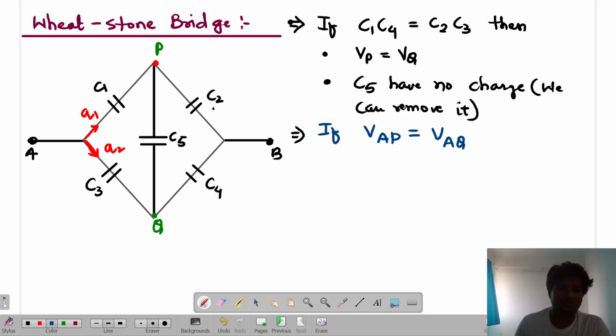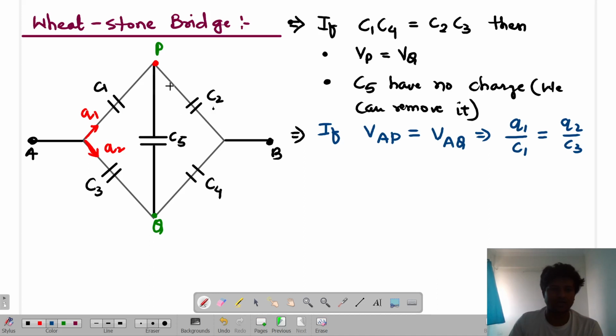Then also, yes, the charges will move very little in C5. Are you able to get me or not? So look over here, let us try to prove what is actually happening. If V of AP is equal to V of AQ, then what will happen? I can write AP as Q1 by C1, and Q2 by C3, isn't it?